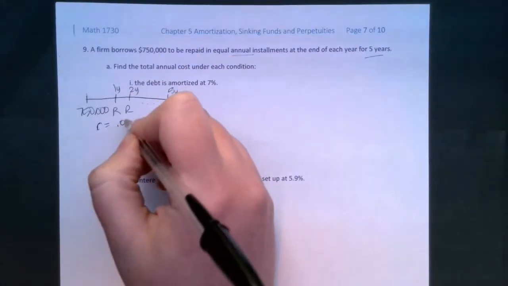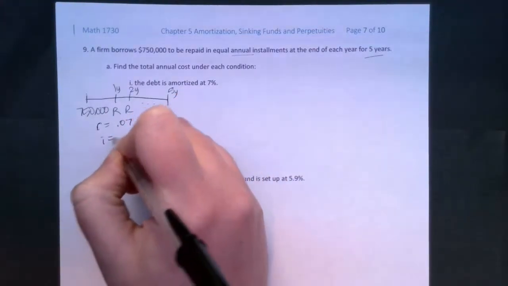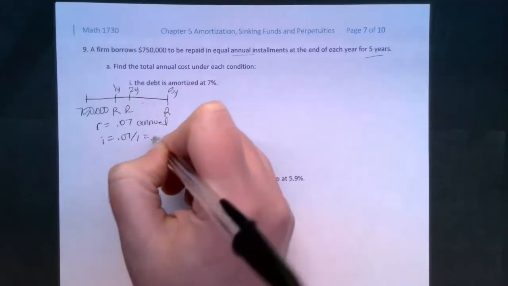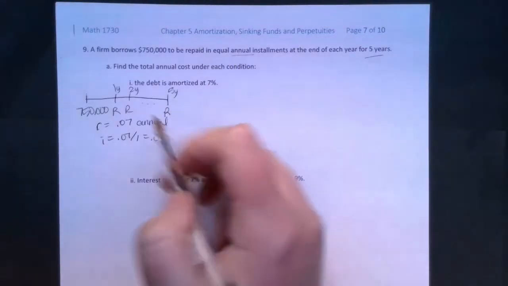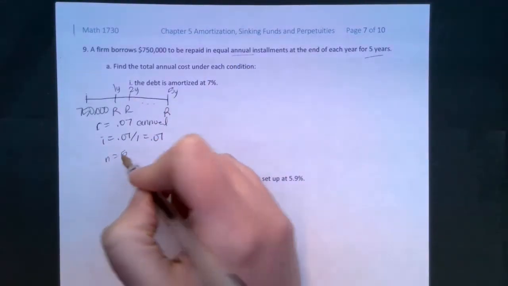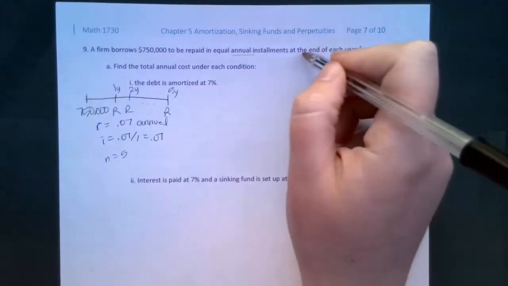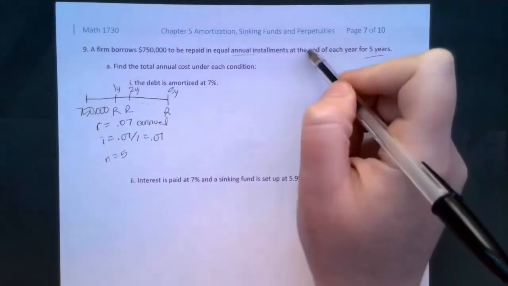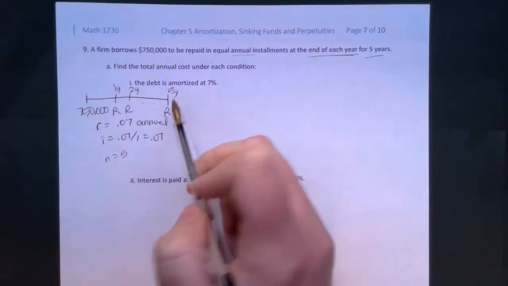So 7%, so 0.07, and that's annual. So that means I is going to be 0.07 over 1, or just 0.07. Up to you which one you want to use, just use the one that makes most sense to you. And then here our n would just be 5, so we're doing 5 annual payments. And we know that it's going to be 1 year later because it told us the end of each year. So that's why we know we're not making a payment now.